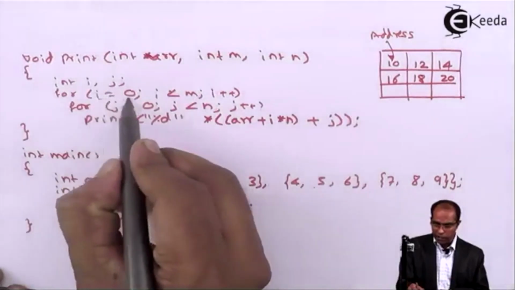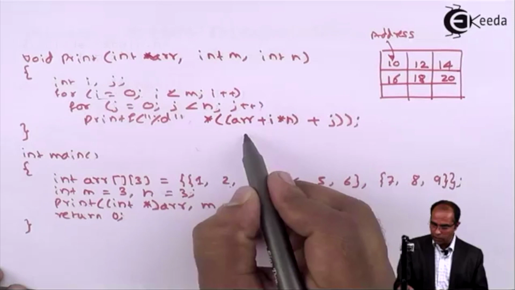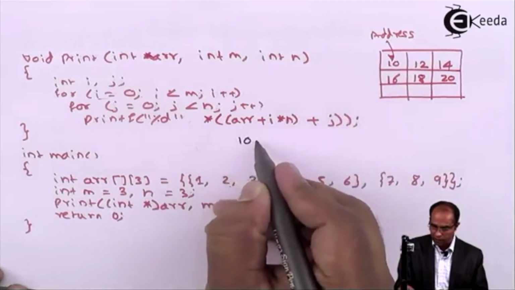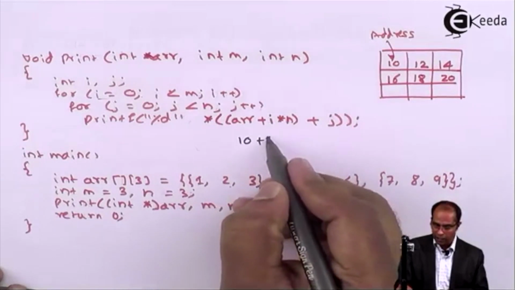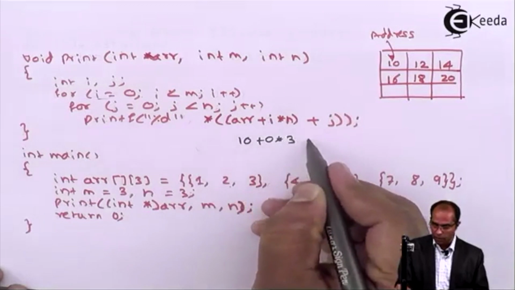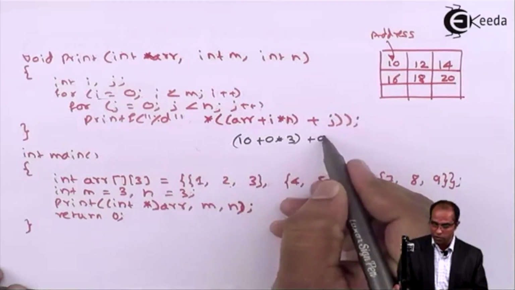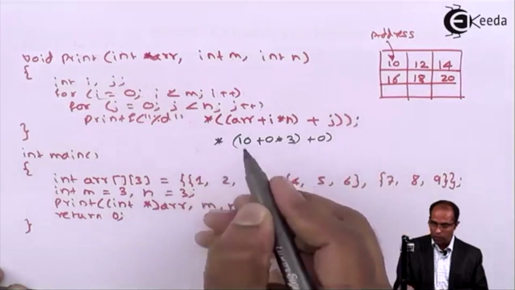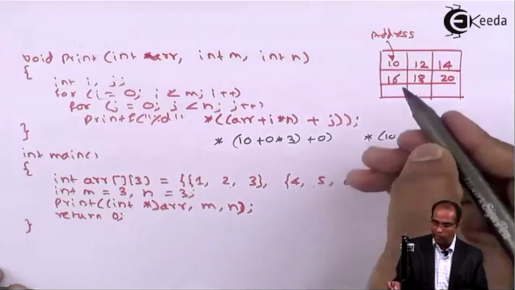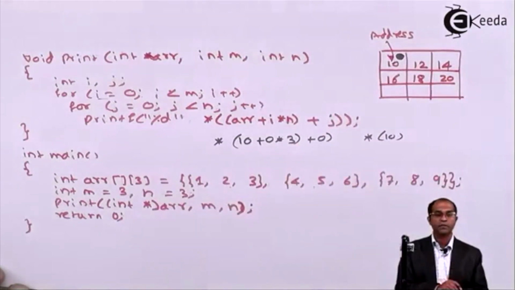Now, assume that initially i is 0, j is 0. So substitute the values. Here, I'll say arr. What is the base address of this? Base address is 10 plus i. Initial i is 0, multiplied by n. n is 3, plus the value of j. j is also 0. So now it says asterisk of 10, that is the value at address 10. Whatever content is there at address 10 will be displayed on the screen.